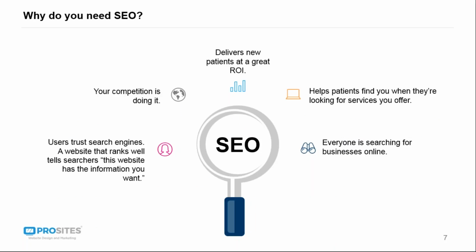Also, users tend to trust search engines. So this really goes back to how organic listings are displayed and why they're displayed. They are earned. So a searcher is more likely to trust that because they understand that you've done whatever you can in order to earn your position in those listings. So really, the general idea is that if a website ranks well, it's telling the searcher that that website has the information the searcher is looking for.